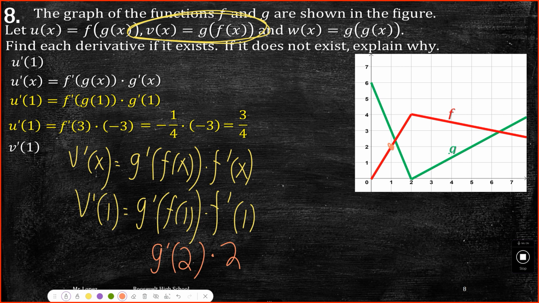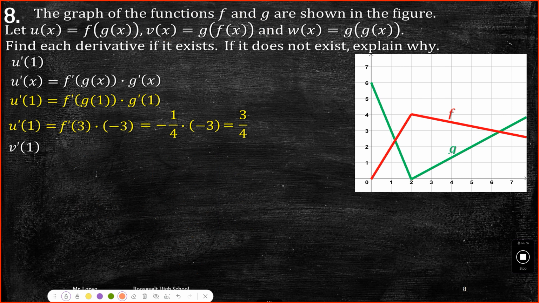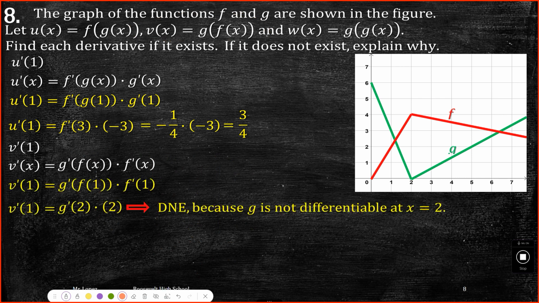G prime at 2. Oh no! What's going on here? Isn't that a corner? It does not exist. So this is not going to exist. G prime at 2 is not going to exist because of the corner, because g is not differentiable at x equal to 2.